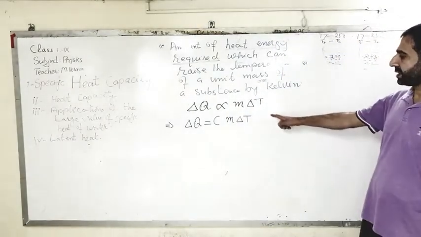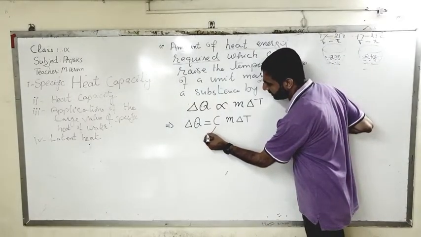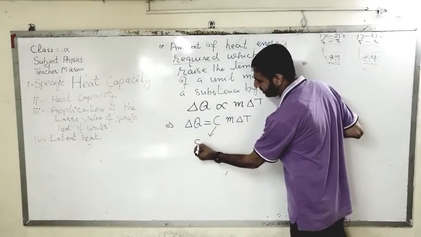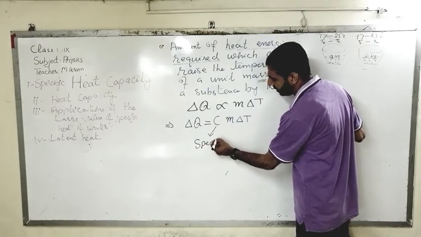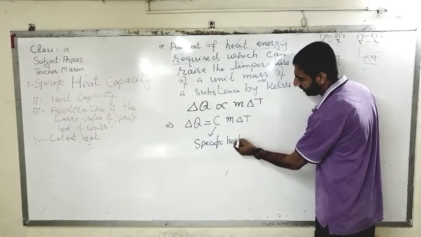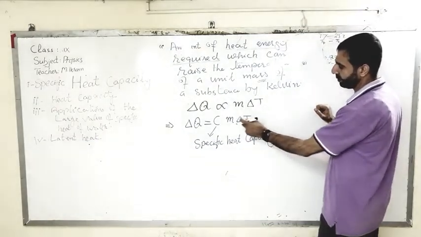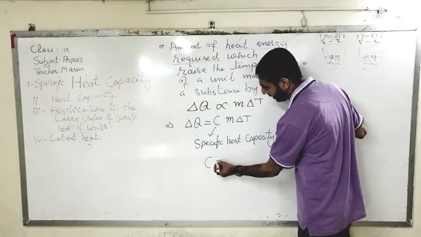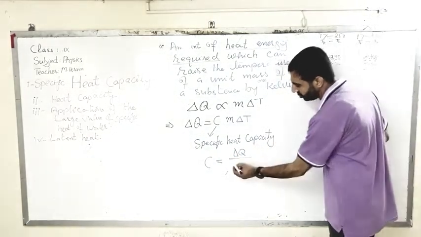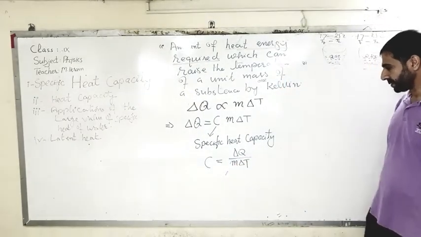Now, what is this C? This C is called the constant of proportionality, and this C is known as the specific heat constant, or the specific heat capacity of the substance. And this specific heat capacity of the substance is given by delta Q or Q divided by M delta T. It can be calculated this way.